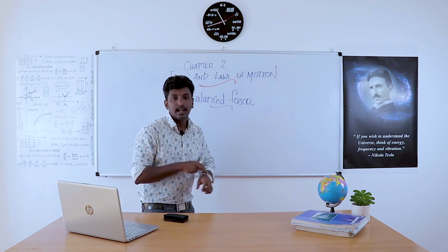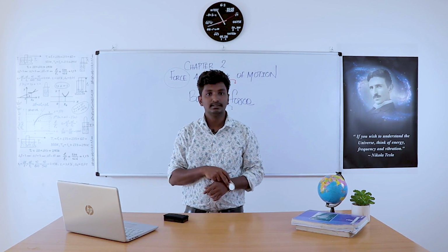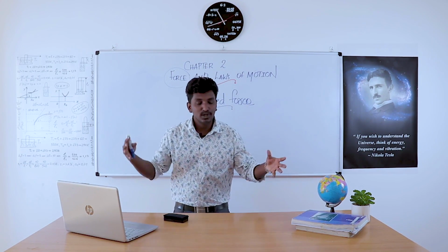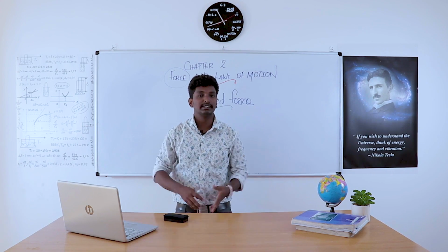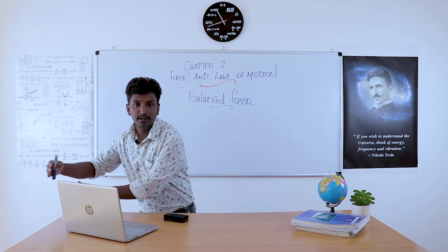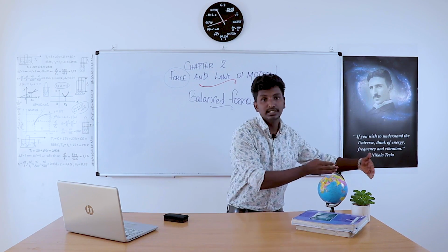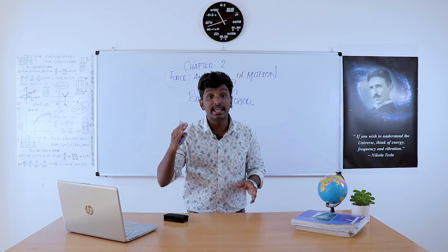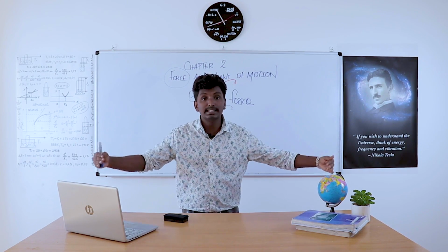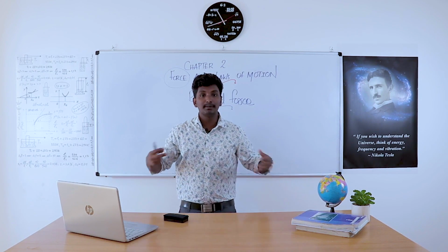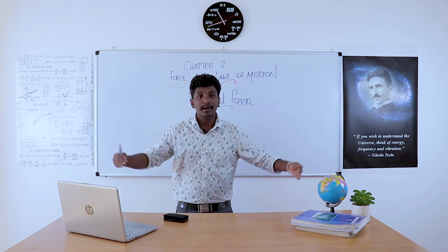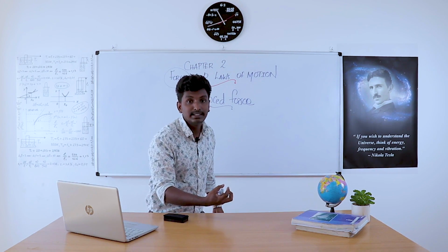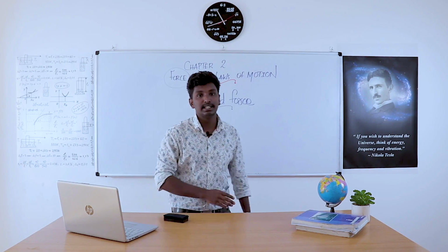Balanced force. I'm just explaining it using an example. Consider you and me are pulling or pushing a table from opposite directions. I am pushing this table from this direction and you are pushing this table from the opposite direction. When we are applying a force of the same magnitude, that means the value of force applied by both of us is the same, but in opposite directions. The magnitude of the forces we are applying are the same, but these forces are acting in opposite directions.